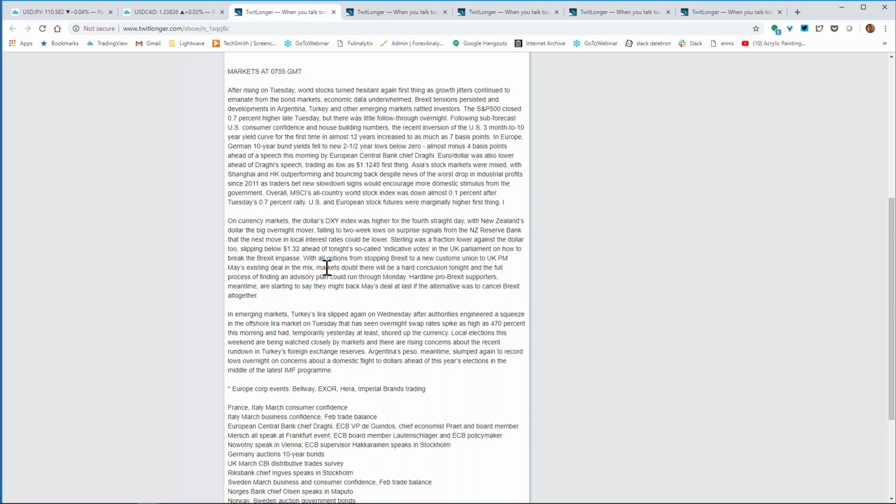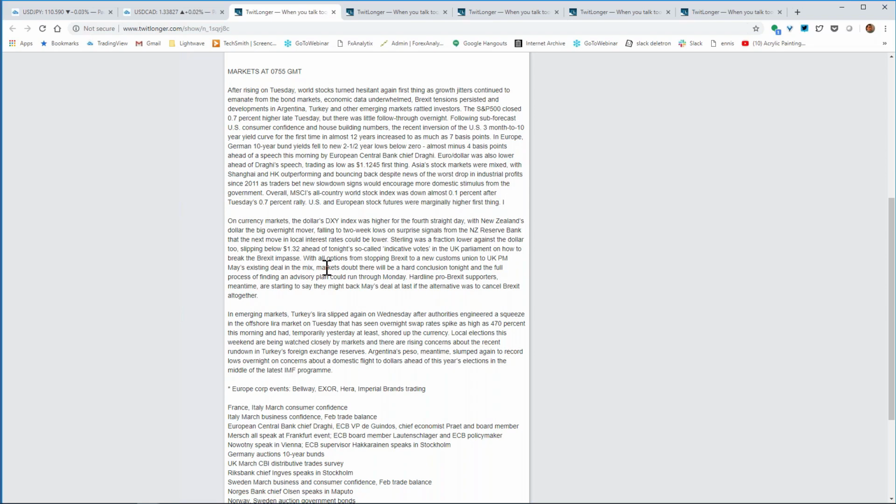The recent inversion of the U.S. 3-month to 10-year yield curve, for the first time in almost 12 years, increased to as much as 7 basis points. In Europe, German 10-year bond yields fell to new 2.5-year lows below zero, almost minus 4 basis points. Ahead of a speech this morning by the ECB's Draghi, Eurodollar was also trading as low as 12.45. Asian stock markets were mixed, with the Shanghai and the HK outperforming.